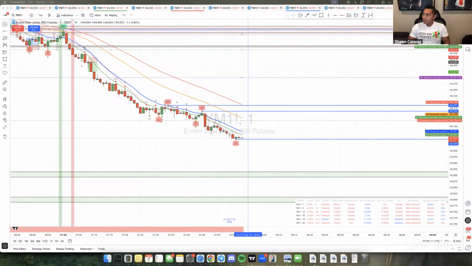PC said, I can see us sweeping 40 and continuing higher to the upside. Yeah, possibly. I could see a sweep here happen at any point, really. Brock's sweep here is at 43,930. I could see any sweep here happening.